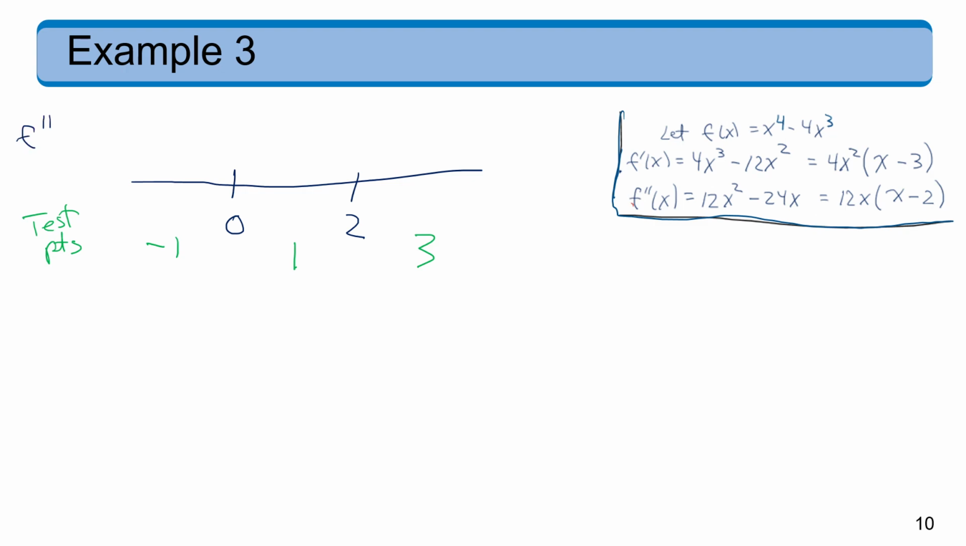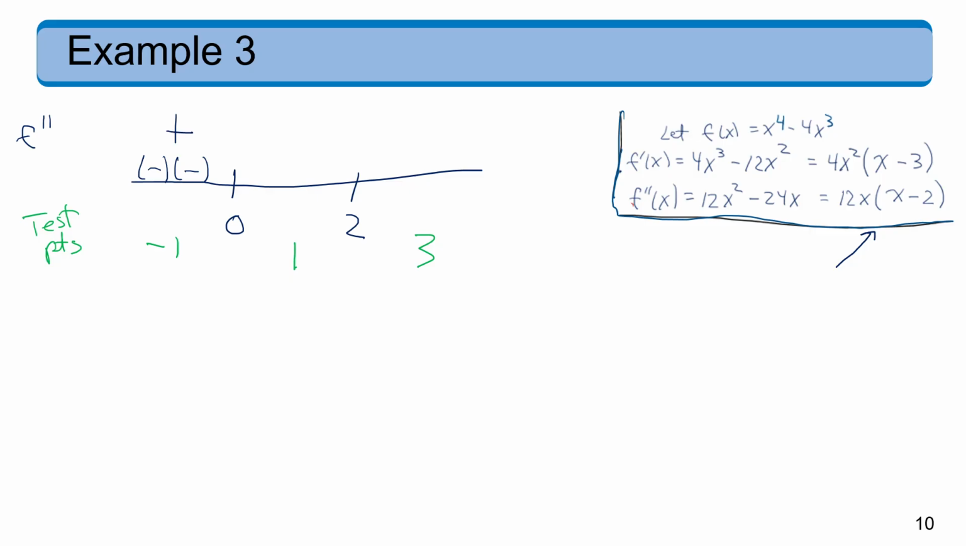So the formula we're going to use for f double prime is right here. The factored form is going to make this easier. So when we plug in -1, the first factor, 12 times -1, will be negative. The second factor, -1 minus 2, is negative. So that product is positive.